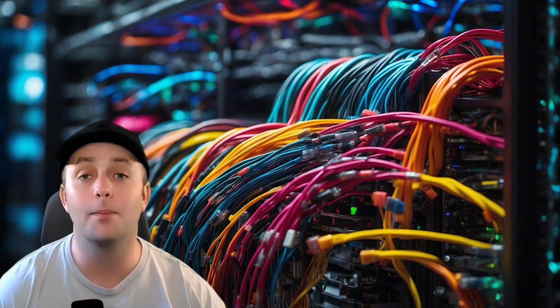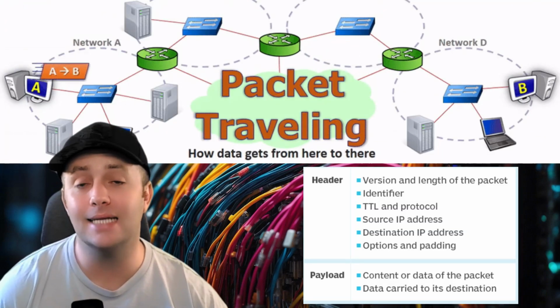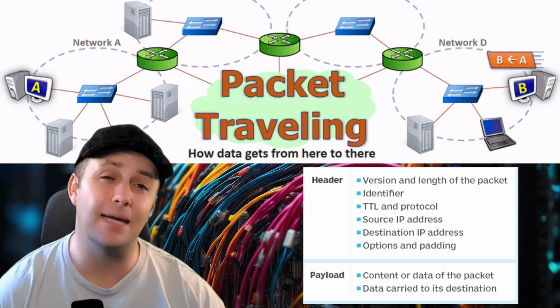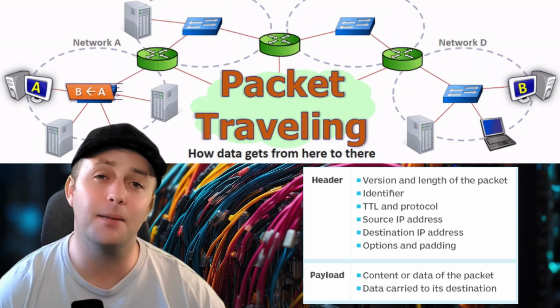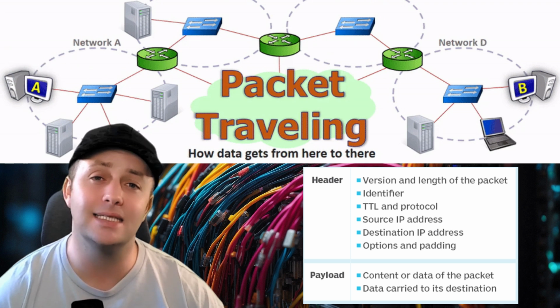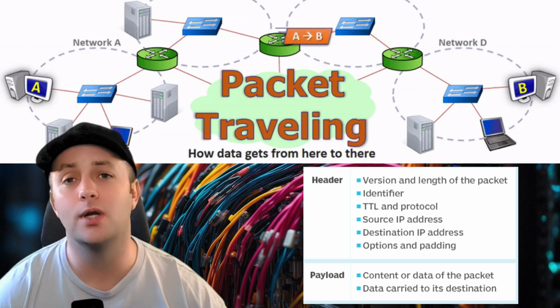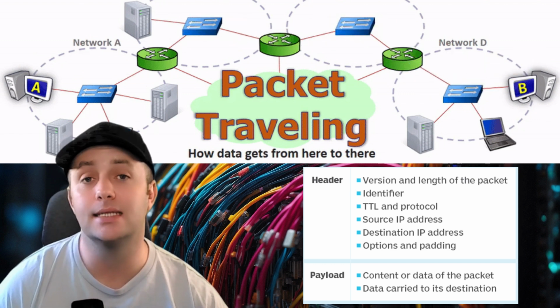When data is sent across a network, it's broken down into smaller units called packets. Each packet has a destination IP address, and the router's job is to examine that IP address and then determine the best route for the packet to take to get to it. It forwards the packet from one router to another until it reaches its destination.